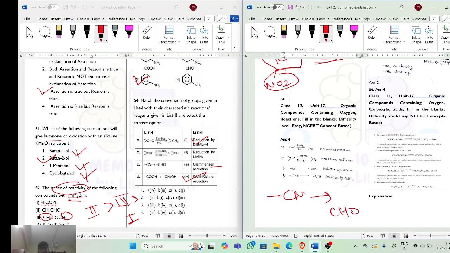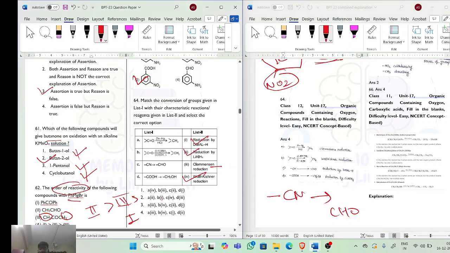And lastly we have the carboxylic acid group, and this carboxylic acid group is reduced to a 1 degree alcohol, which is primary alcohol, and this can be done by a strong reducing agent, which is lithium aluminium hydride. So option number 4 will be our correct answer.